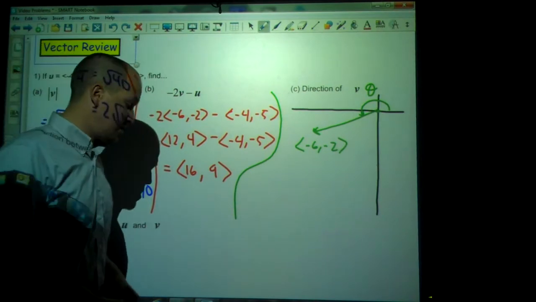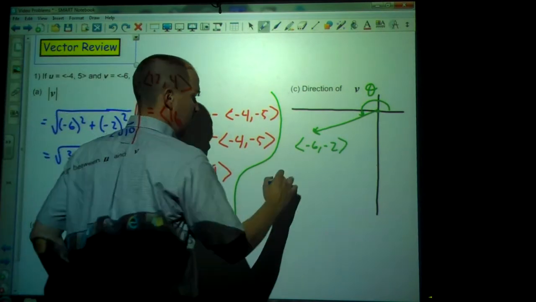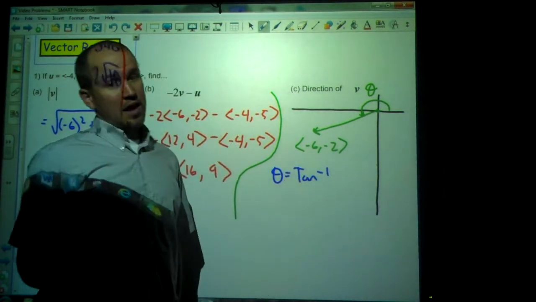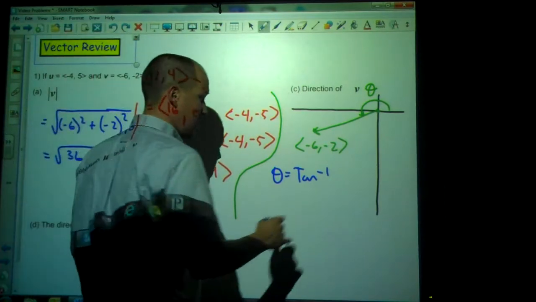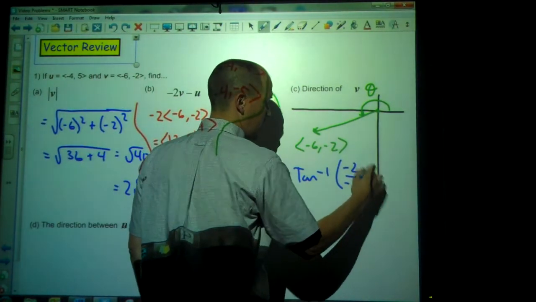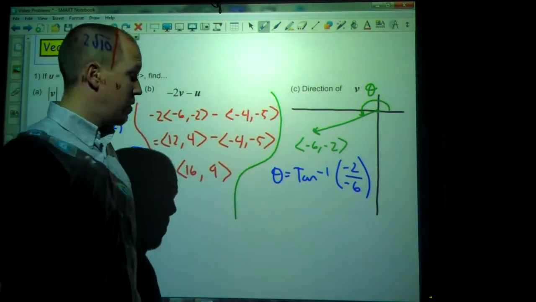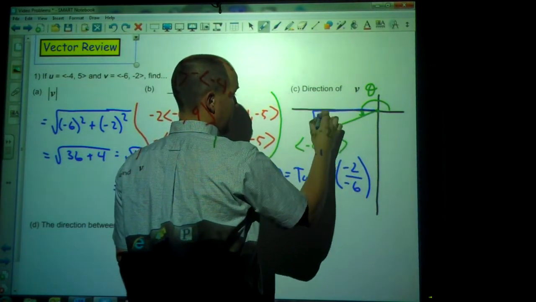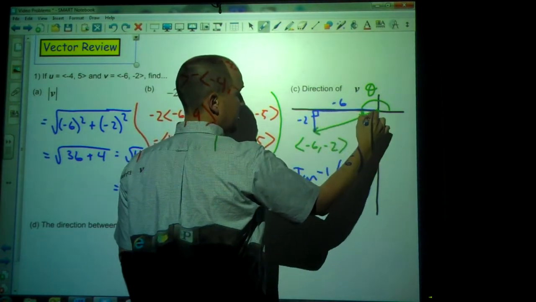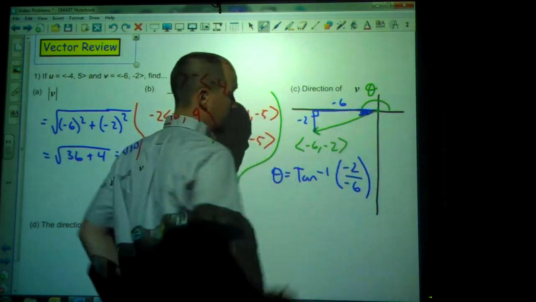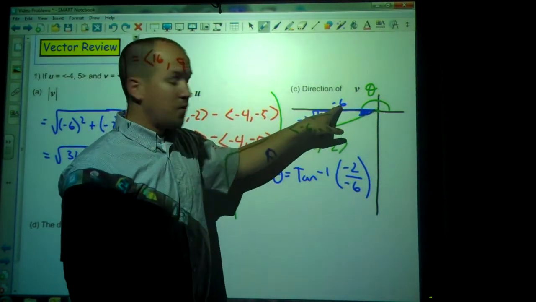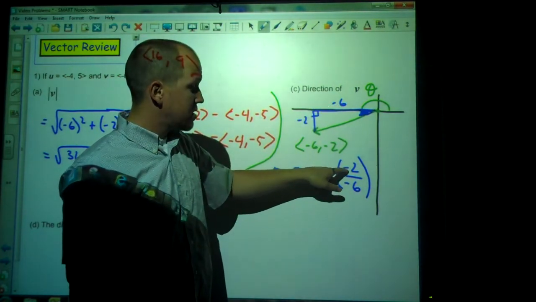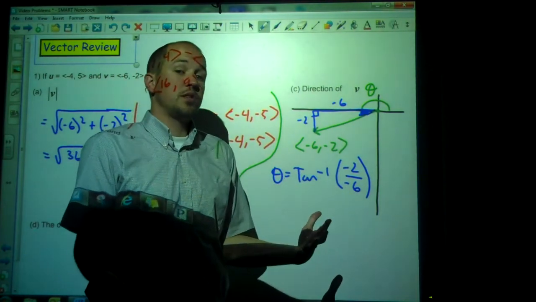We're always going to use tangent. Because we're finding an angle, we're going to use the inverse tangent of the y-coordinate divided by the x-coordinate, and it's always that way. Why do we do that? If I make this a right triangle, this is negative 2 and this is 6, and if this is my reference angle, tangent is opposite over adjacent. So it's the y-coordinate over the x-coordinate. And it's always going to be y over x.